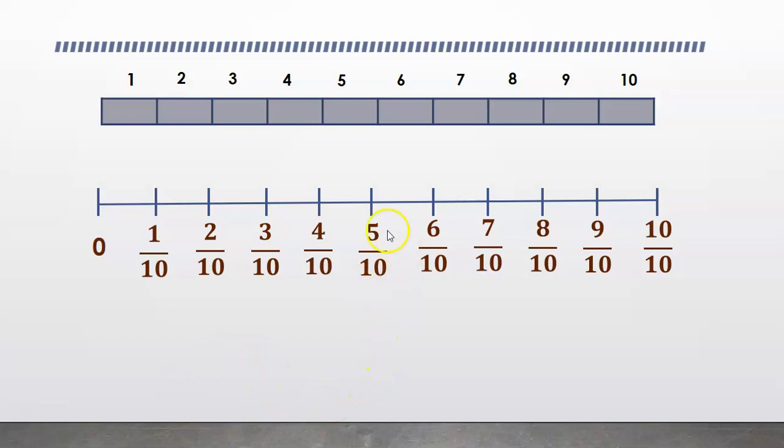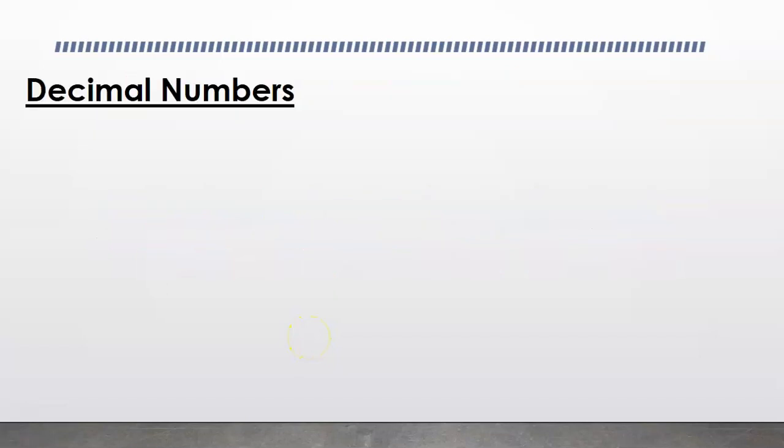This fraction, any of these, which is with denominator 10 or the multiples of 10, like 6 over 10, 7 over 100, 9 over 1000. If the denominator is 10 or the multiples of 10, then I can convert it into a decimal number. So what does decimal number mean? Let's get to know it.